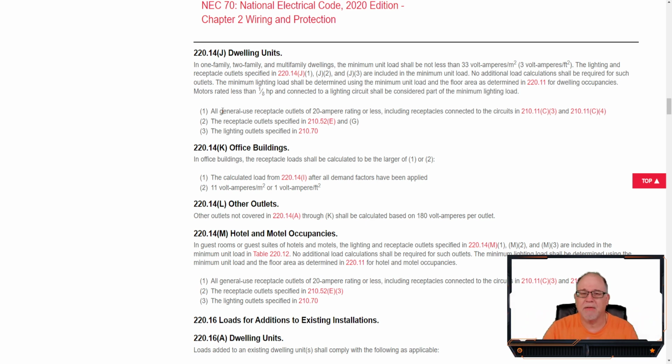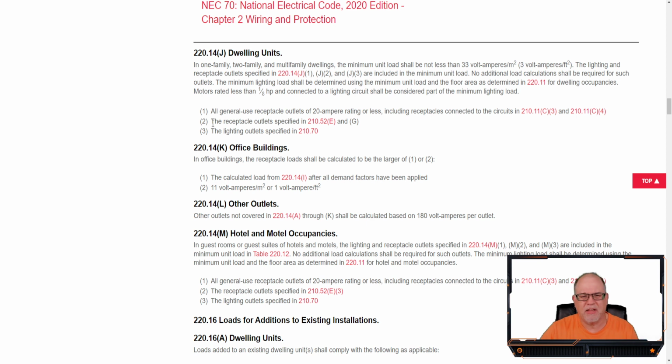Well, number 1 does that. It says all general use receptacle outlets of 20 amperes rating or less, including receptacles connected to the circuits in 210.11(C)(3) and 210.11(C)(4), which are the bathrooms and the garages if you have them. What it means is they're already figured into the 3 VA. I don't have to take 1500 VA like we do for the laundry and the small appliance branch circuits. Those aren't general use. But the general use stuff is already covered in that 3 VA per square foot. So we're already taking care of those.